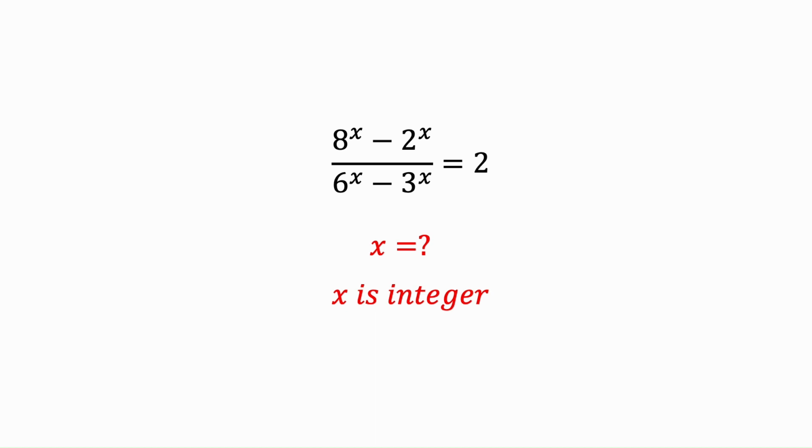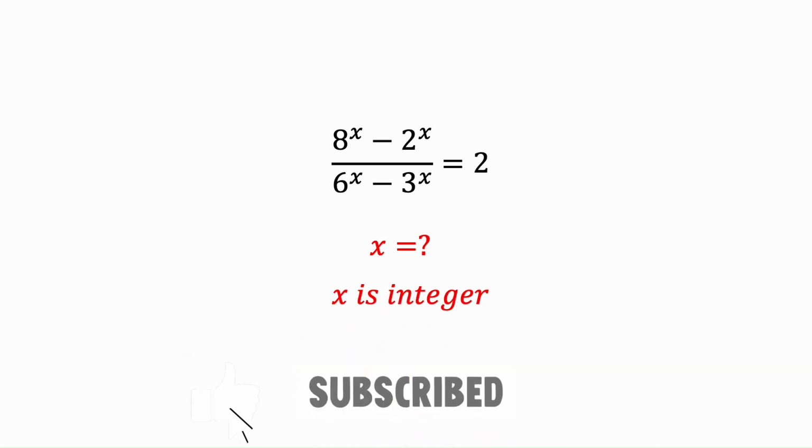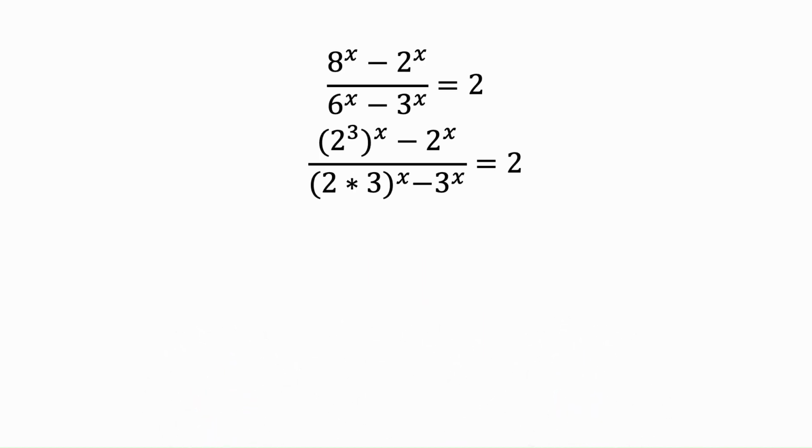8 to the power x minus 2 to the power x over 6 to the power x minus 3 to the power x equals 2. And now we want to find x, and x is an integer number. So at first, let's simplify this fraction as much as we can.